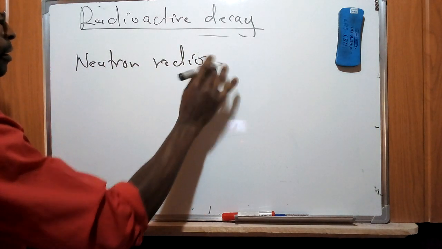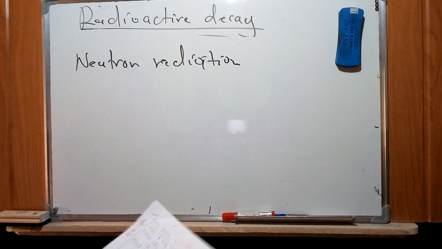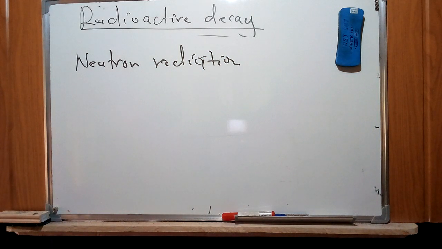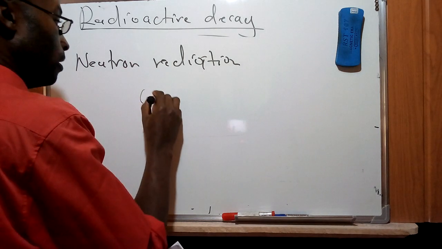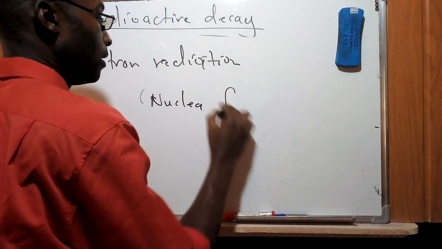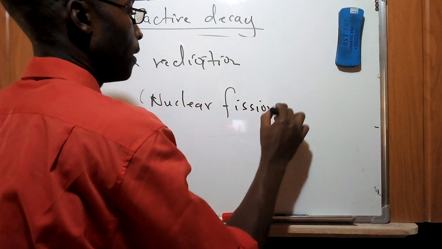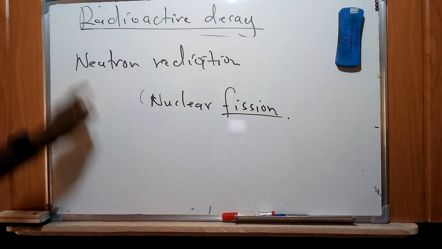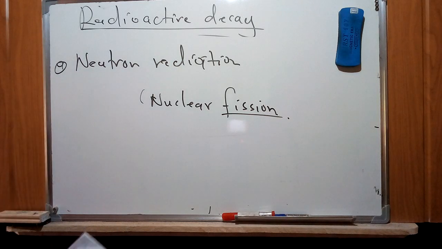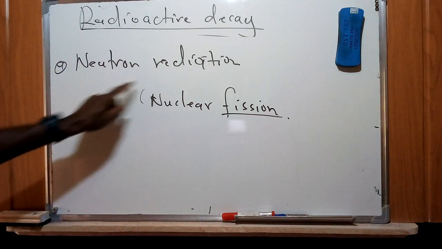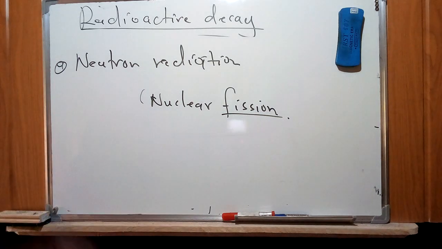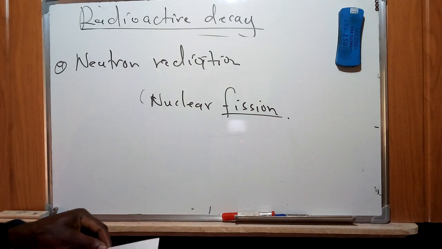Neutron radiation occurs in a neutron-rich nucleus, where occasionally one or more neutrons are ejected. These are emitted during the process of nuclear fission. This one means splitting. So in the actual sense, this fourth process that we've talked about, apart from the alpha, beta, gamma, neutron radiation is another form of radiation that occurs when the nucleus is undergoing nuclear fission, which I've talked about as the concept of splitting.